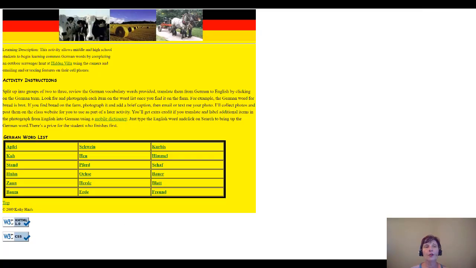The first example is my M-Learning product. I split a group of beginning German students into groups of 2 or 3. They needed to review the vocabulary words, which are listed here, on a trip that they were taking to a working farm. They needed to use their phones to look up the German word, find the English equivalent, and then when they found it on the farm, take a picture of it, label it, and text or send it to their instructor.